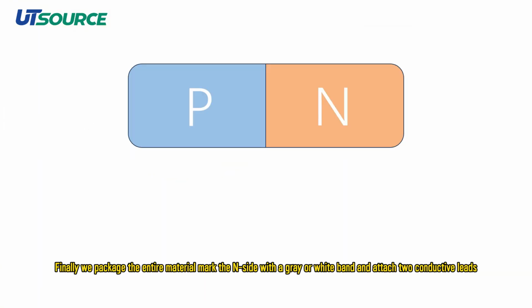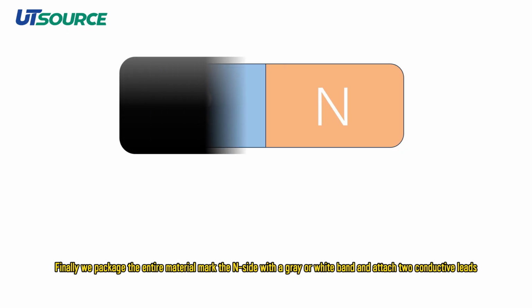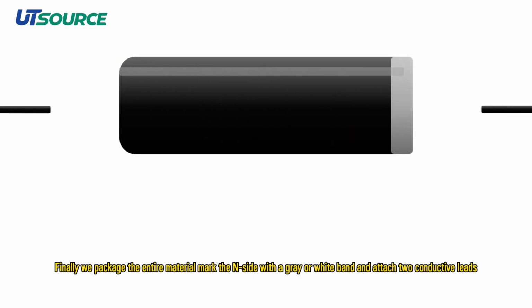Finally, we package the entire material, mark the N side with a gray or white band, and attach 2 conductive leads. This gives us a ready-to-use diode.